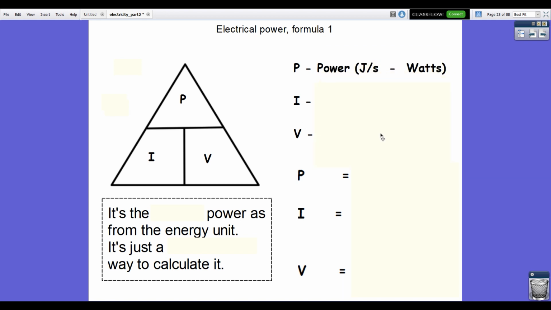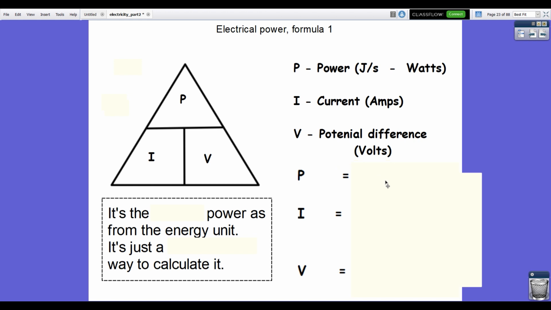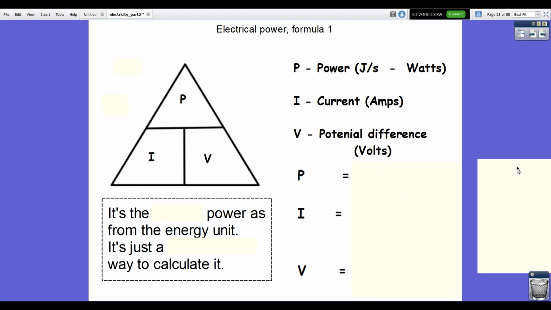Power, remember that one? Power is joules per second or measured in watts. They are the same. Current, I've just got here amps, but it's also coulombs per second. Never get tired of saying that. And V, the best word for V is potential difference, and that's measured in volts.